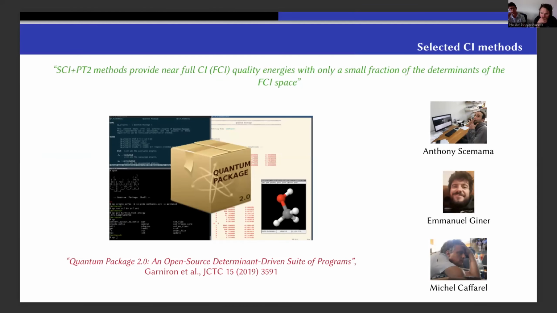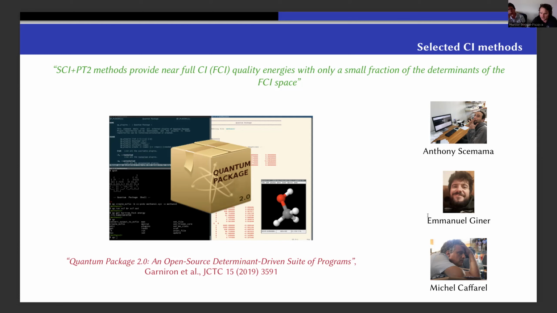We were able to get those very accurate excitation energies thanks to what we call selected CI methods. With selected CI methods, we were able to get basically full CI quality excitation energies for small molecules, and that was the driving force behind the creation of this database. This has been possible thanks to Quantum Package, a software developed in Toulouse by Anthony Scemama, who you heard yesterday talking about TREXIO.